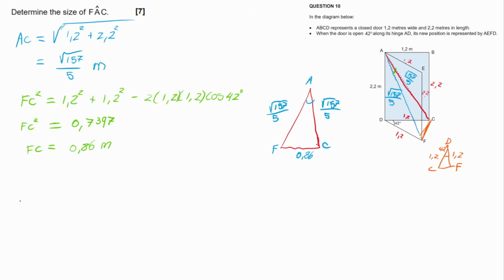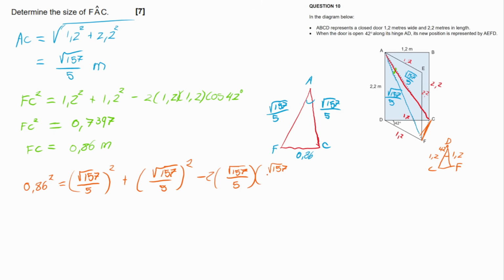So we're going to write out the cos rule. We have that 0,86 squared is equal to root 157 over 5 squared plus root 157 over 5 squared minus 2 times root 157 over 5 times root 157 over 5, and then cos of FAC.